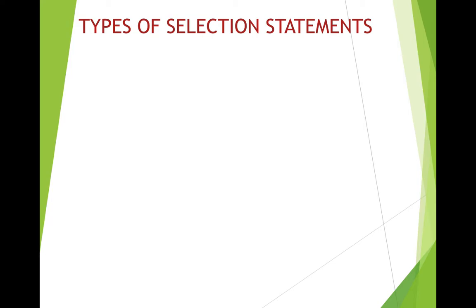I hope you have understood how selection statements work. A selection statement will select only certain specific parts from the entire code. How will the selection be done? Selection will be done based on certain conditions.